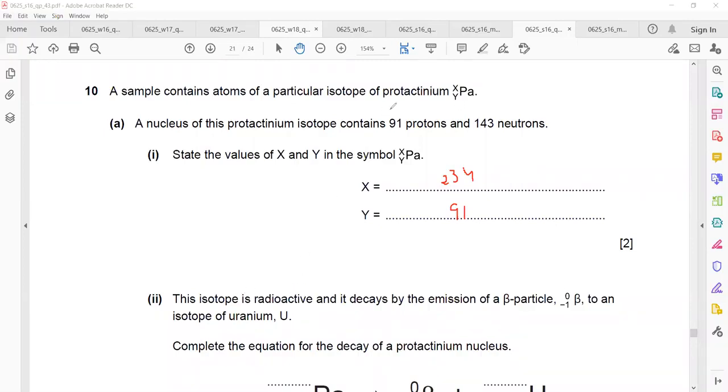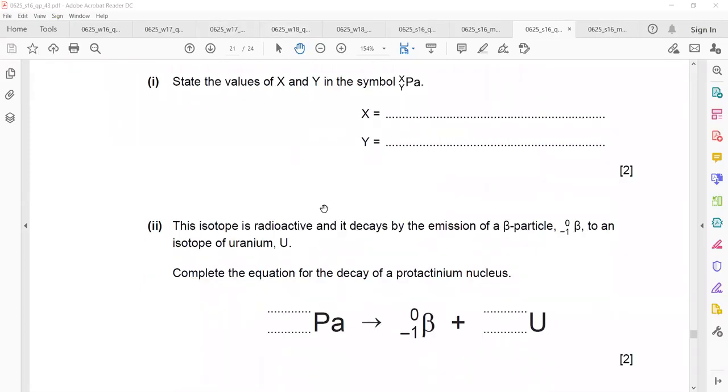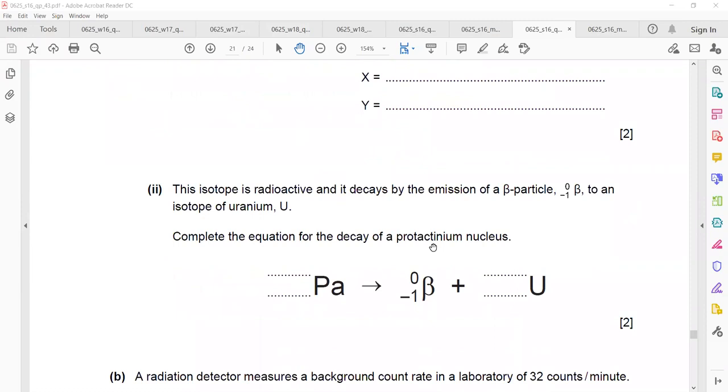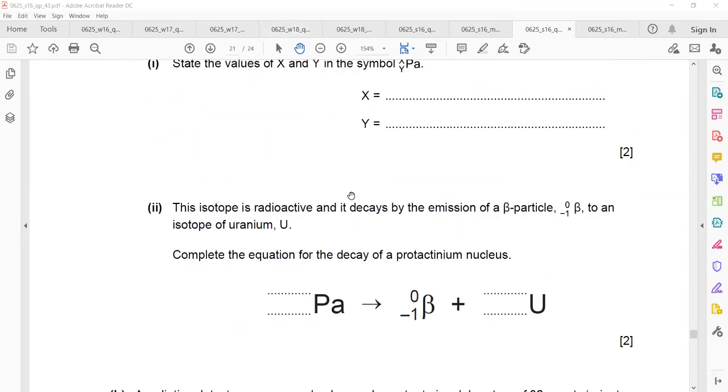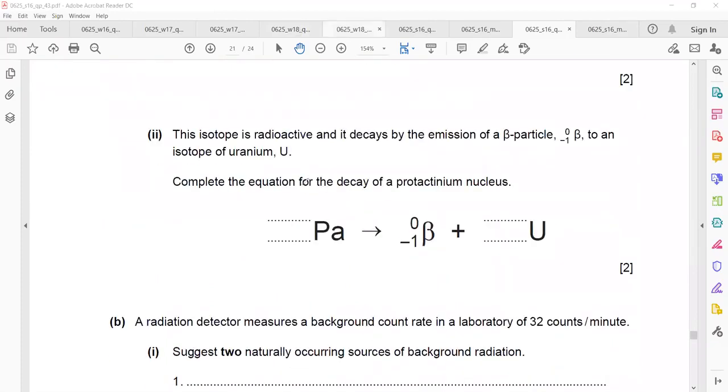The isotope is radioactive and it decays by emission of a beta particle to an isotope of uranium. Complete the equation. So for protactinium, this was 234 and 91. What will be the superscript? So that will be 234. And what is the subscript? That is 92.